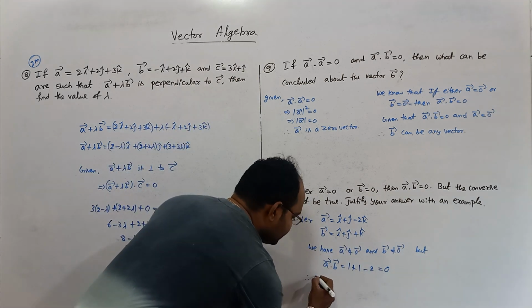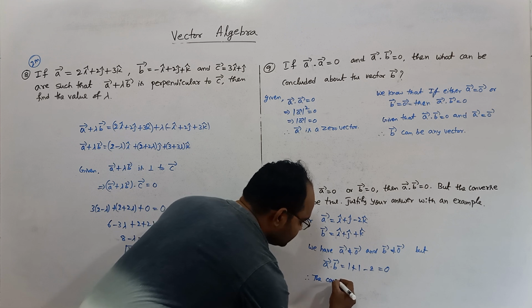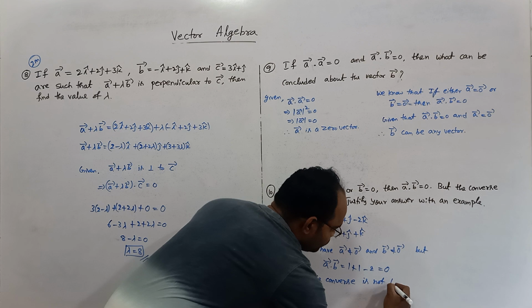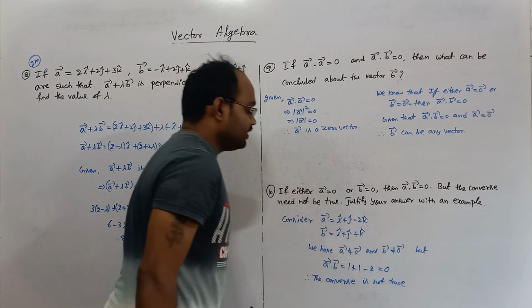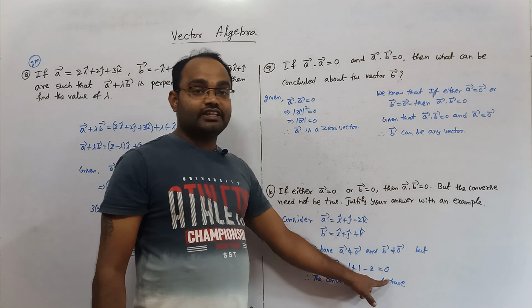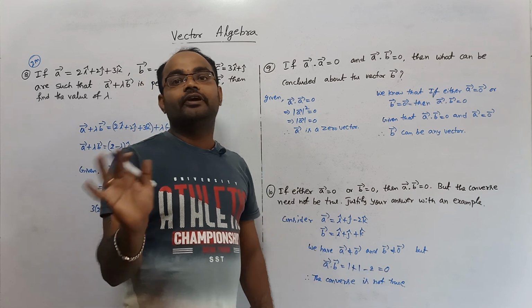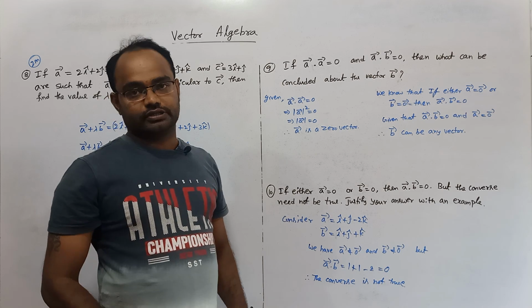Therefore the converse is not true. So therefore if A dot B equal to 0, it is not necessary that either A equal to 0 or B equal to 0 in case of dot product.